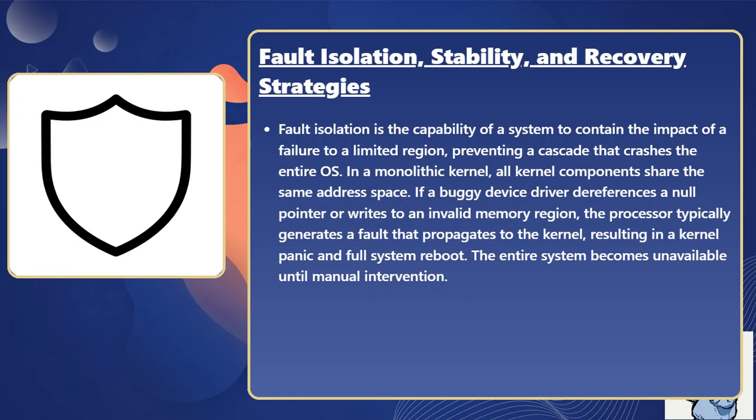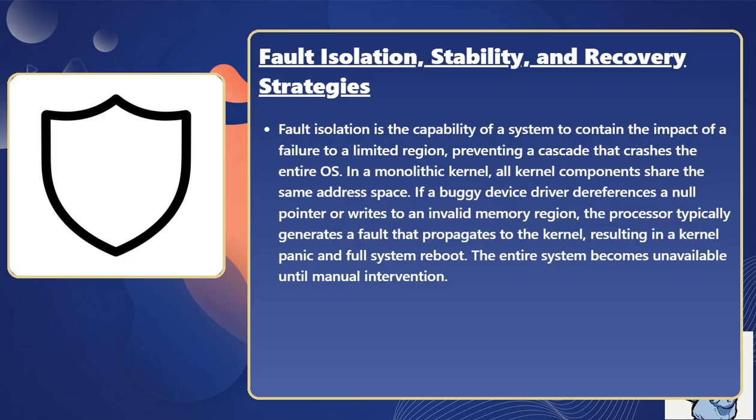Fault isolation is the capability of a system to contain the impact of a failure to a limited region, preventing a cascade that crashes the entire operating system. In a monolithic kernel, all kernel components share the same address space. If a buggy device driver dereferences a null pointer or writes to an invalid memory region, the processor typically generates a fault that propagates to the kernel, resulting in a kernel panic and a full system reboot.